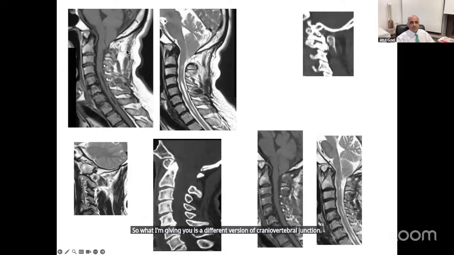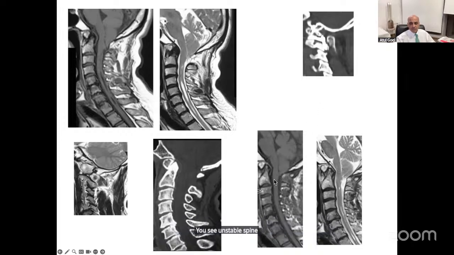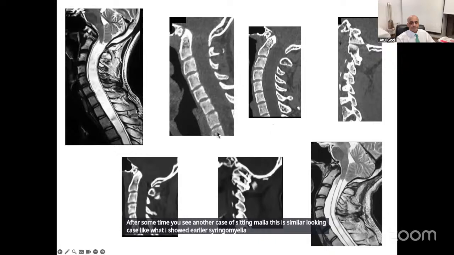Chiari malformation, you see the syringomyelia, you see there is no tight posterior fossa, you see unstable spine. I do only fixation, syringomyelia finishes after some time. This is another case of syringomyelia. This is a similar looking case like what I showed earlier, syringomyelia reduced in size.